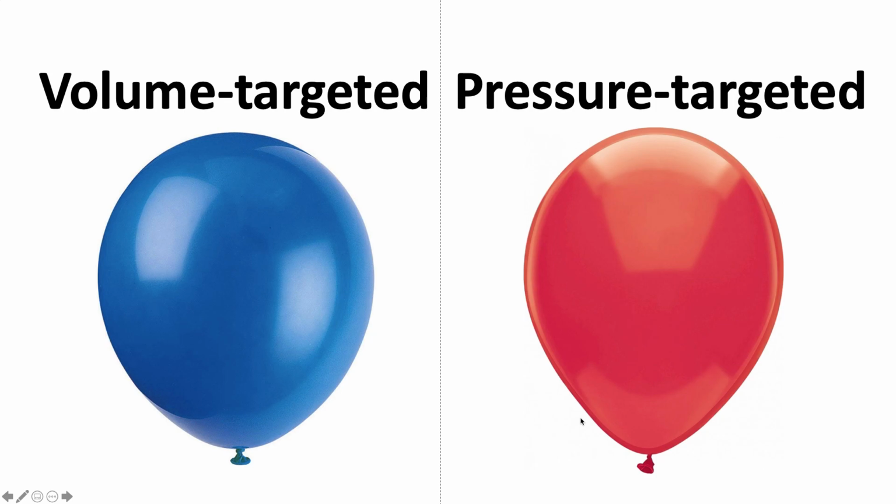Now there's some different targets we can have when it comes to mechanical ventilation. The two main ones are volume target and pressure target. So these two balloons were filled up with these different targets in mind. But you can see the end result is pretty much the same, but how they get there is a little bit different.